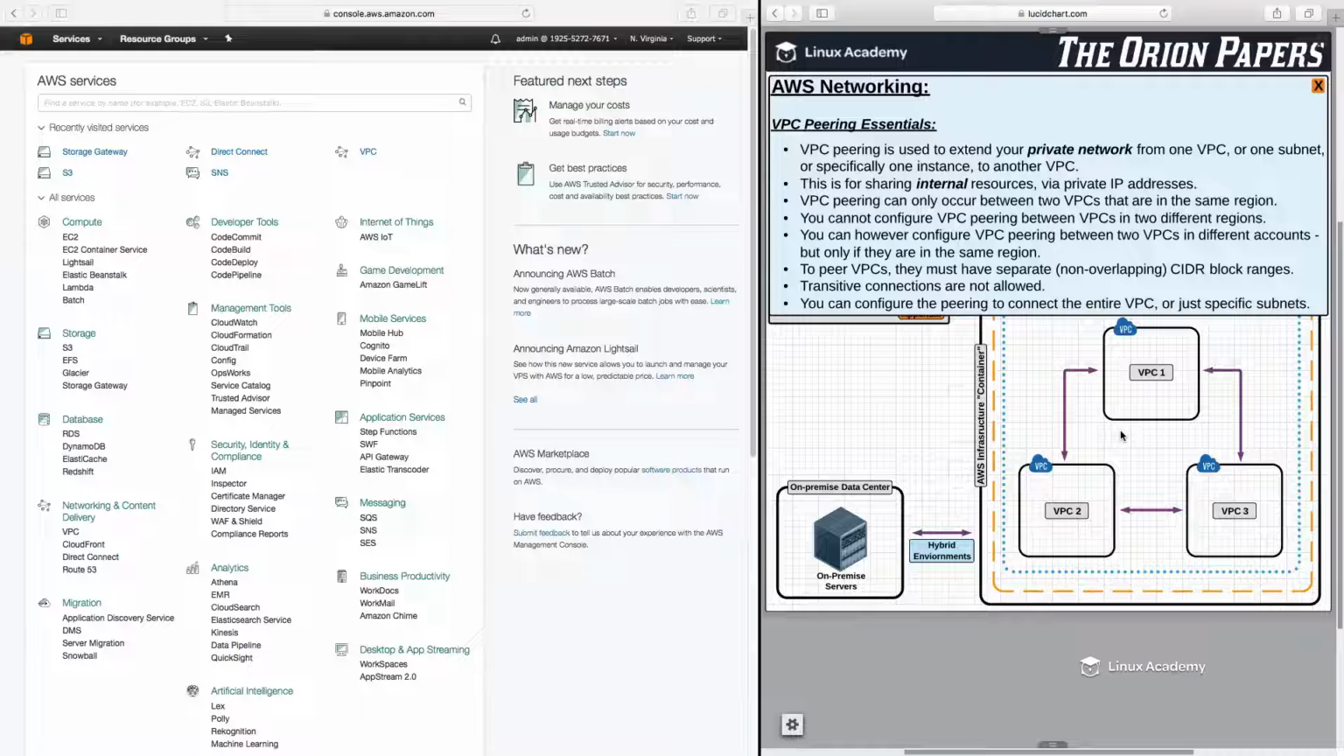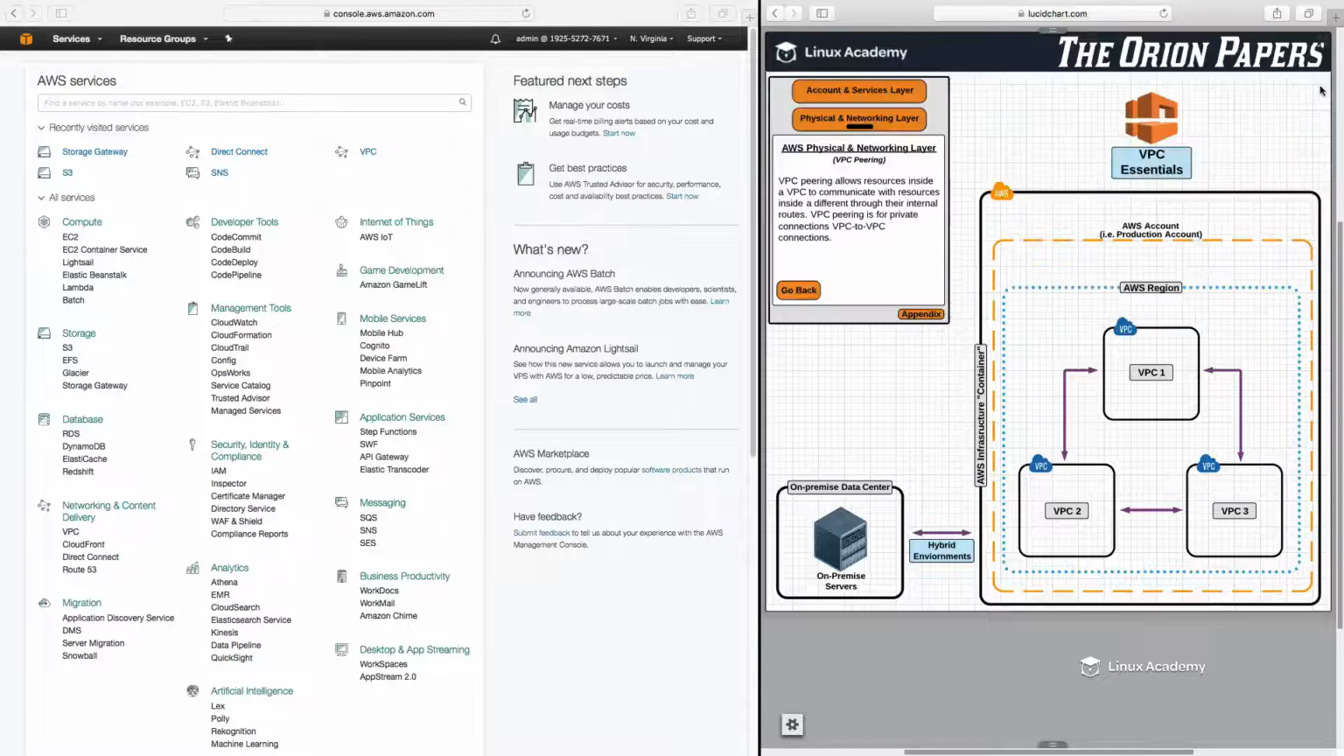VPC peering can only occur between two VPCs that are in the same region. So I'll exit this right here, and we see that we have our region container here. It's important to understand that VPC peering can only occur between VPCs that are in the same region. So if this is US East 1, all of our VPCs that we're going to peer have to be in US East 1. We cannot peer a VPC in US East 1 with a VPC that is in US West 1. You cannot do that.